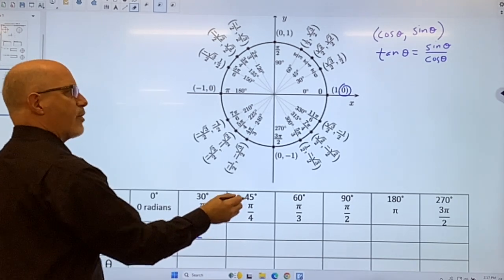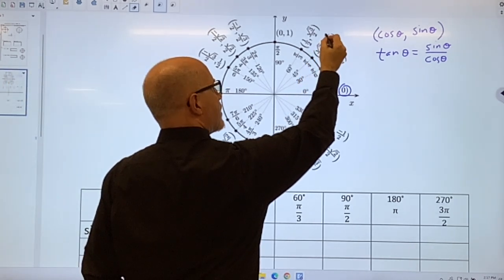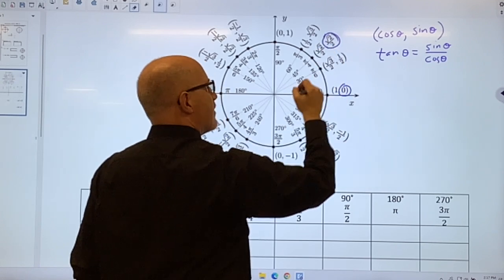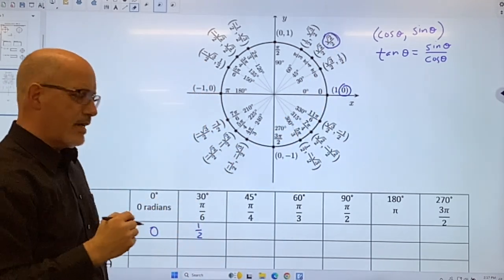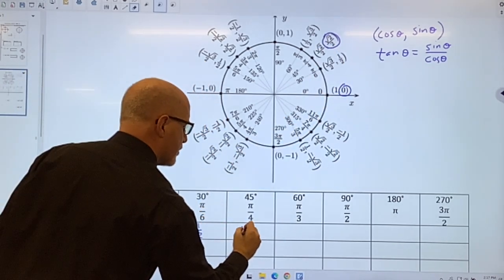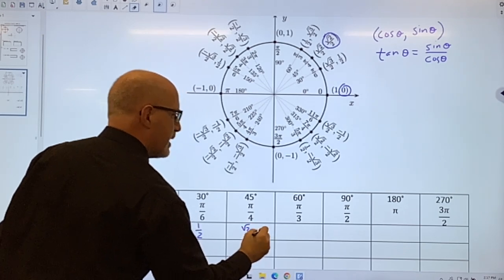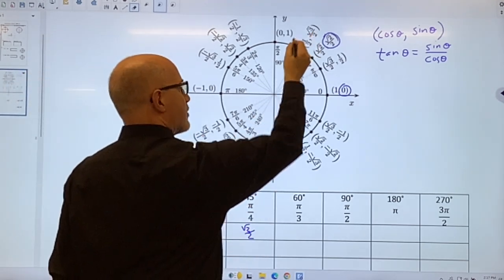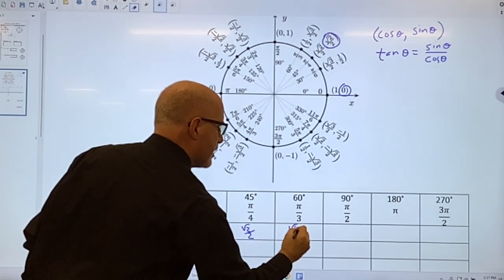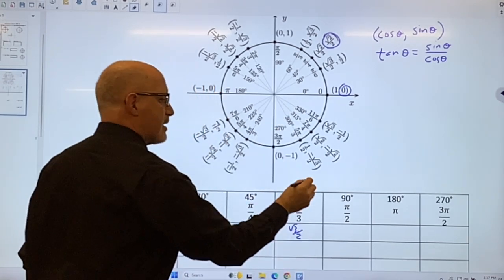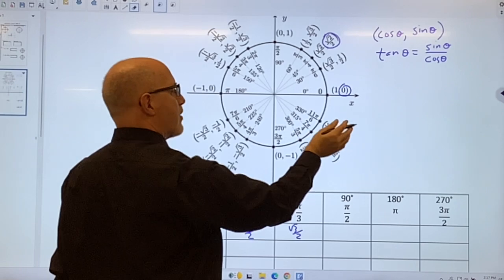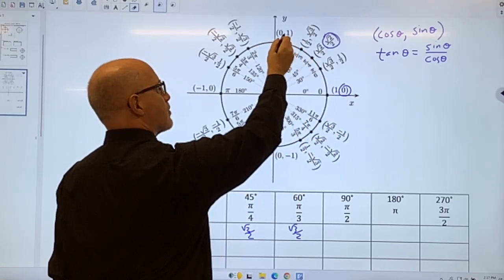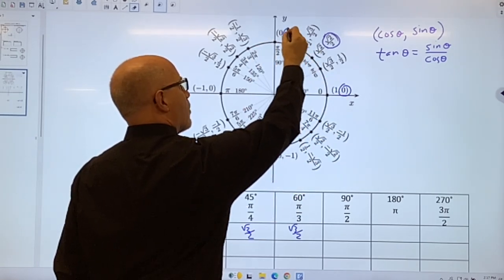Now if I go up to 45, I'll circle this one also. Here's sine of 45 degrees, that y value. And so I get square root of 2 over 2. And then sine of 60 degrees all the way up here is square root of 3 over 2. And then lastly, sine of 90 degrees is this y value, which is 1.